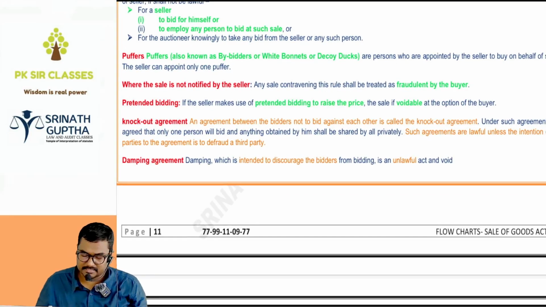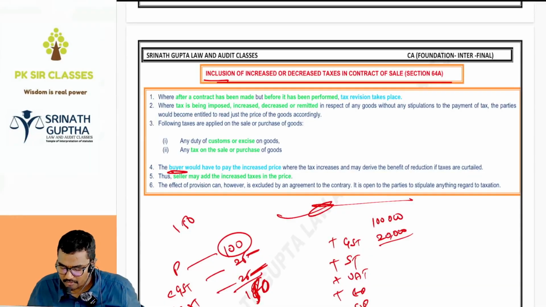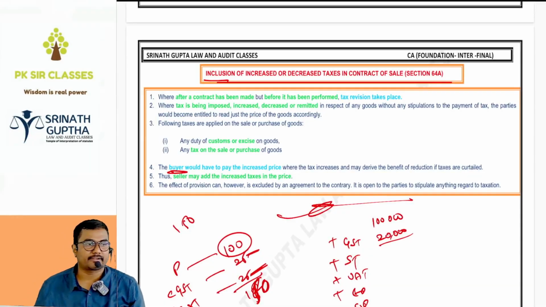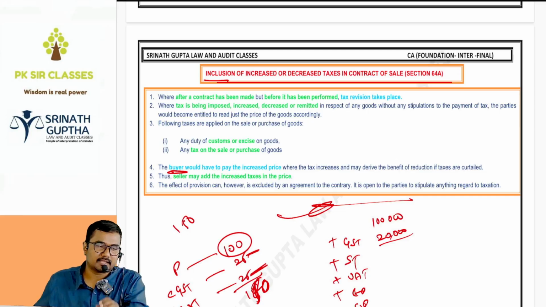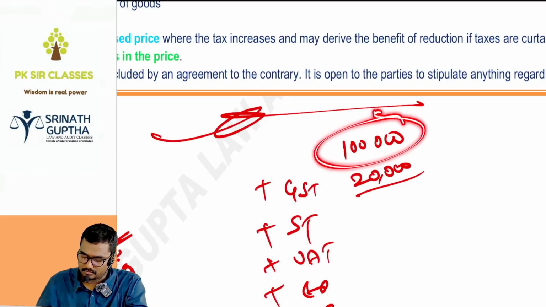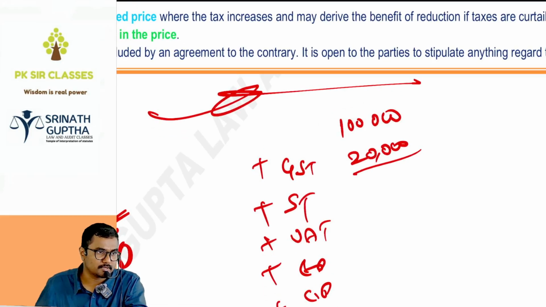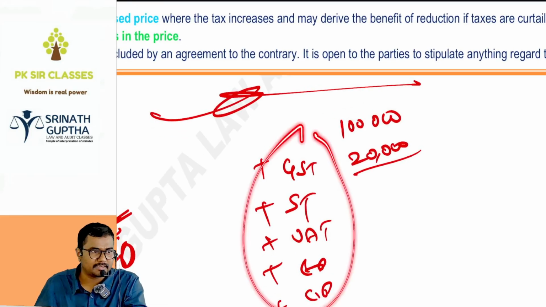Knockout agreements we discussed, damping also we discussed, and the last concept, inclusion of increased or decreased taxes in the contract of sale. See, after completion of the auction, we sold the goods for 1 lakh in the auction. Subsequently, due to some taxes like GST, service tax, VAT, excise, customs, the government imposes some tax. Who is taking this money, government or auctioneer? Government. So who should bear that, seller or buyer? The buyer has to bear the taxes.